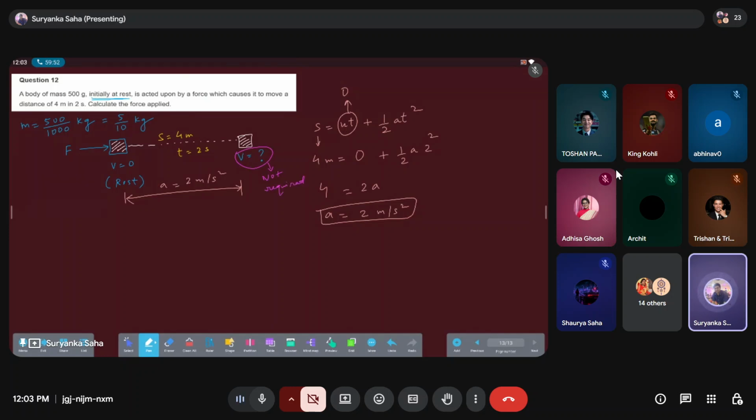If they asked for it, then I would have calculated. So now force is equal to mass, that is 5 by 10, acceleration is 2, so 10 by 10 is 1 newton. We are finding force, so 1 newton. Give me a confirmation please. Excellent problem this is. Give me a confirmation.